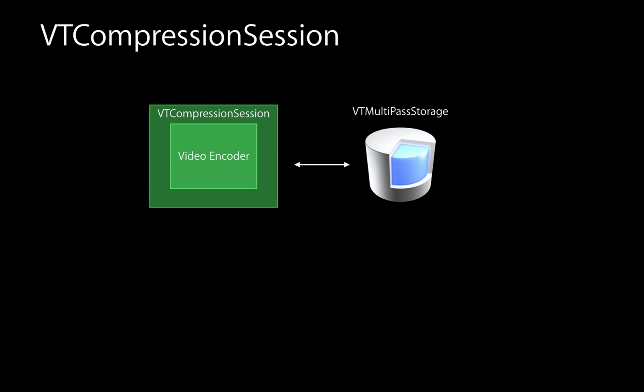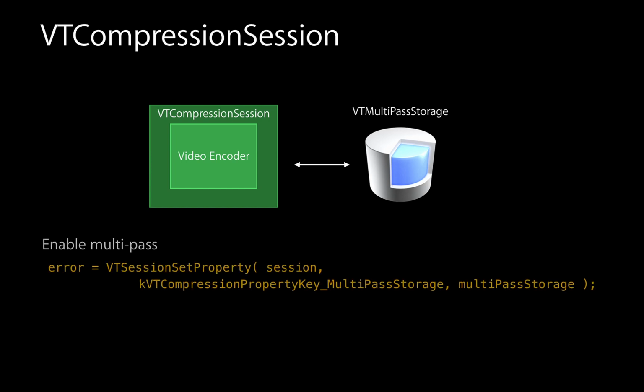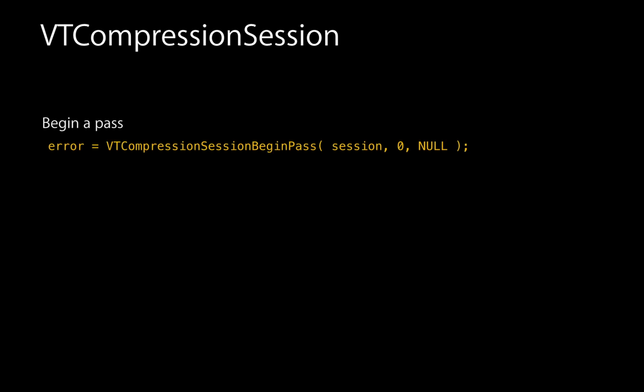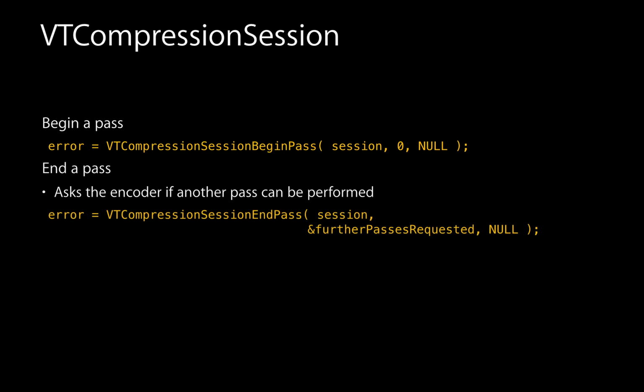Next, let's talk about additions to VT compression session. So first, you need to tell the VT compression session and the encoder about your VT multipass storage. So you can do that by setting a property. This will tell the encoder to use multipass and use this VT multipass storage for its frame analysis. Next, we've added a couple functions for multipass. So you call begin pass before you've appended any frames. Then after you're done appending frames for that pass, you call end pass. End pass also asks the encoder if another pass can be performed.